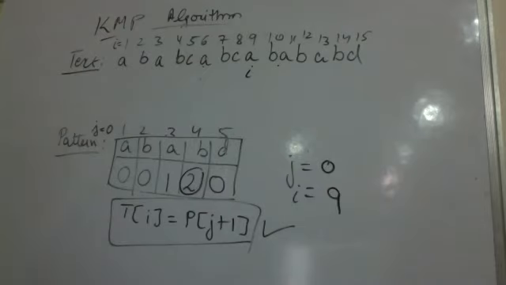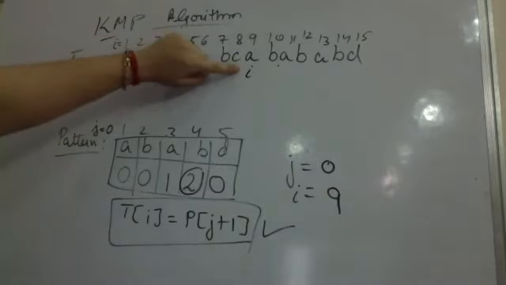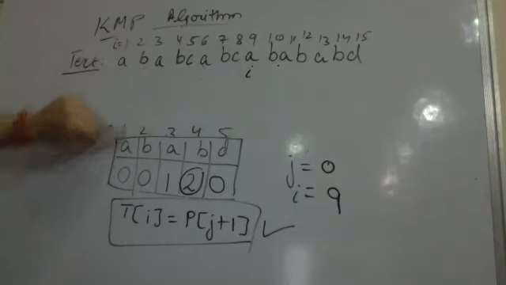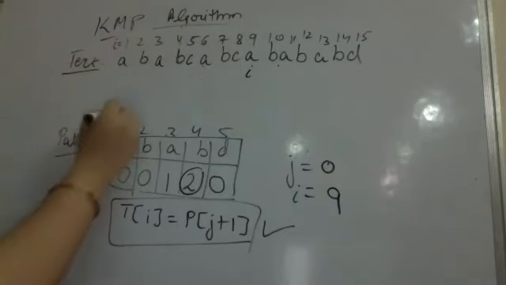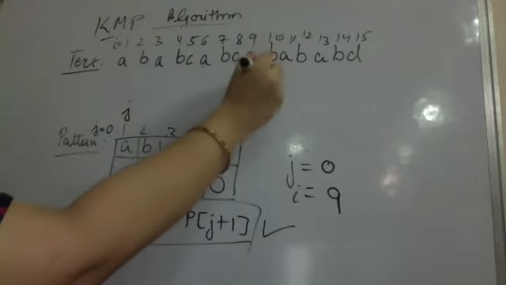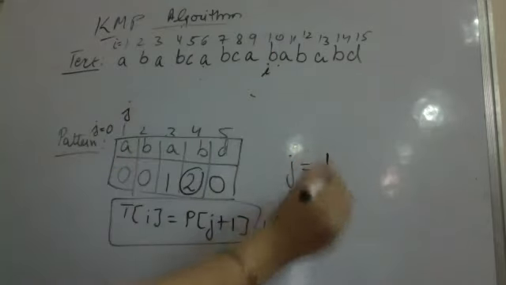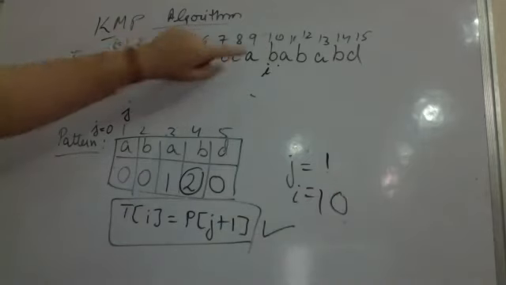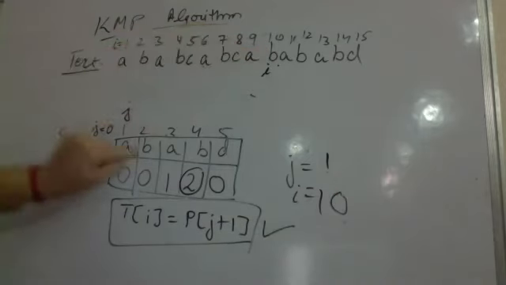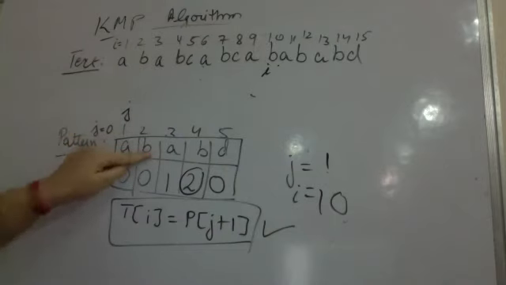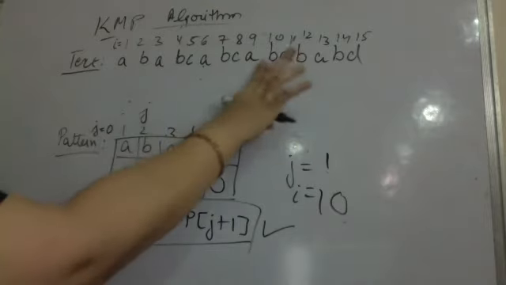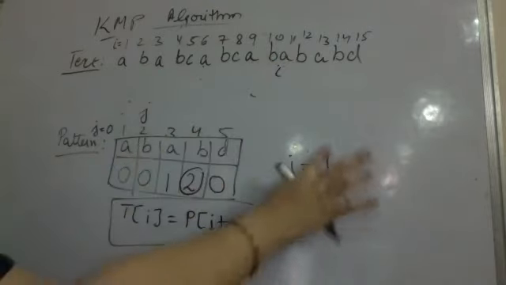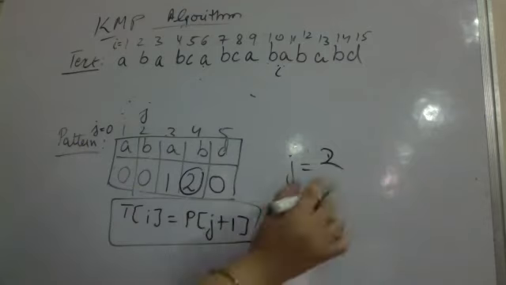Again do the same thing. Check text of I, pattern of j plus 1. There is a match. There is a match, increment j, increment I. So that j becomes 1, I becomes 10. Now again check text of I is equal to pattern of j plus 1, b is equal to b, true. Increment j, increment I. So j becomes 2, I becomes 11.